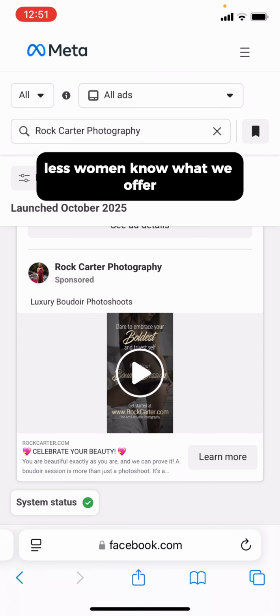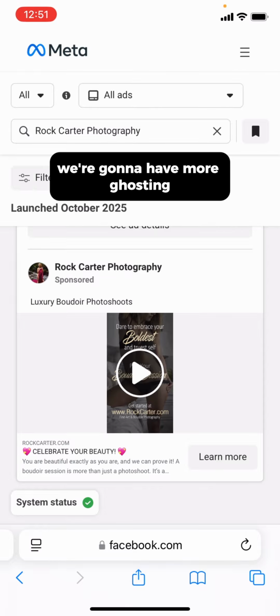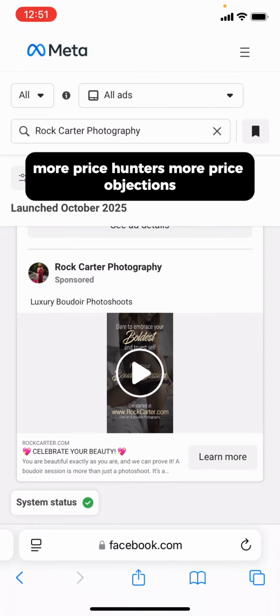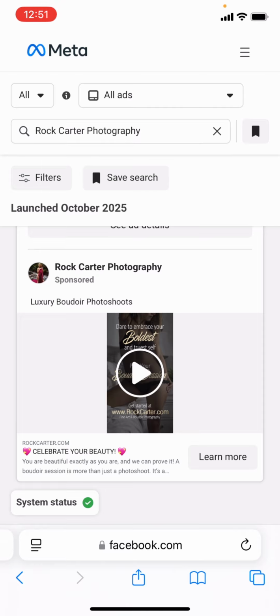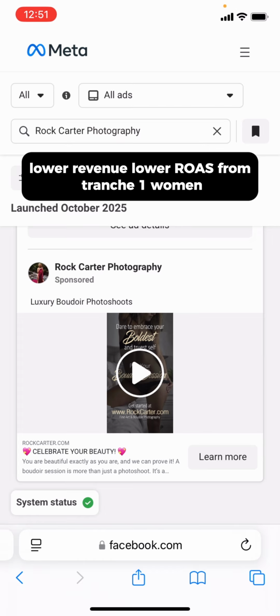Fewer women know what we offer. Fewer women know if it's for them. So again, fewer qualified leads, fewer qualified appointments. We're going to have more ghosting, more price hunters, more price objections. We're going to have fewer sales, fewer conversions, fewer bookings, lower revenue, lower ROAS from tranche one women.